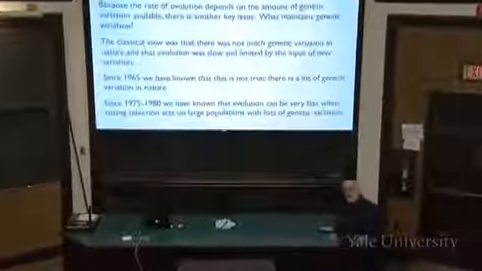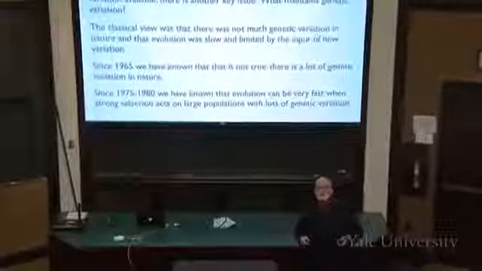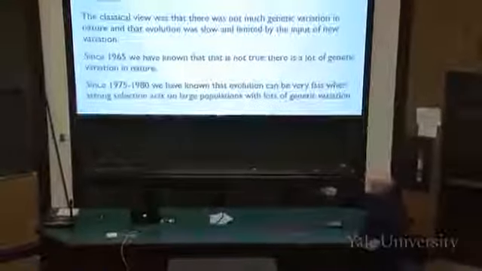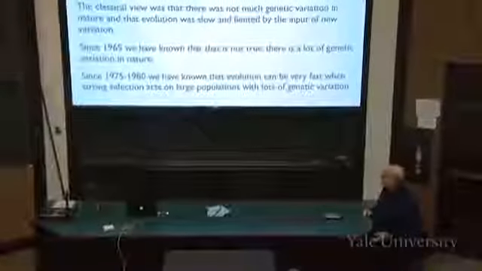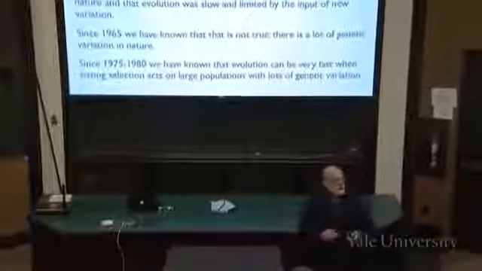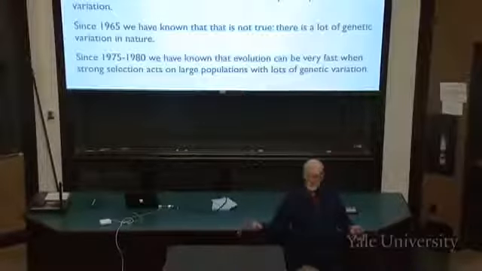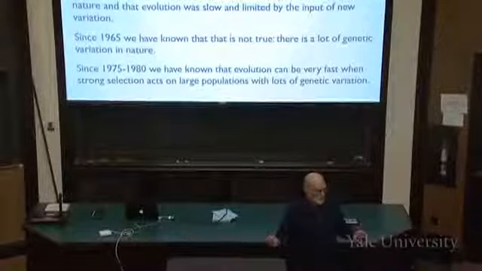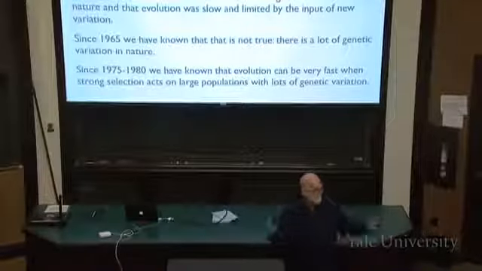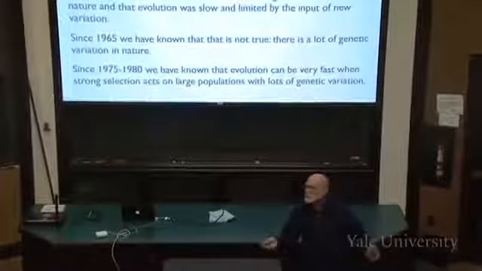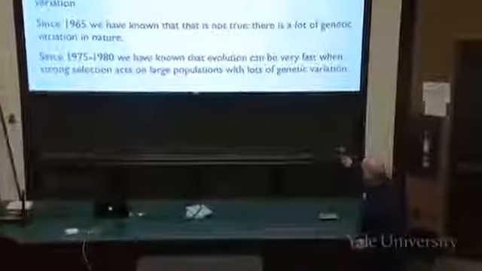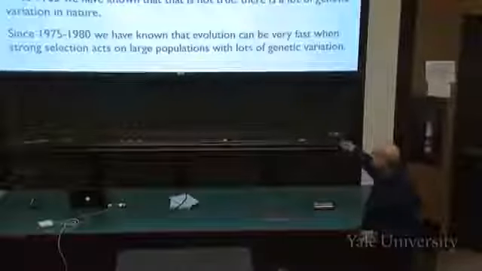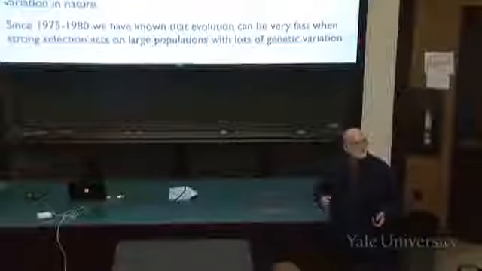There is a tremendous amount of genetic variation in nature, and I'm going to show you some of it this morning. So since about 1975, 1980, due to a series of studies, some of them on the Galapagos finches, some of them on the guppies in Trinidad, some of them on mosquito fish in Hawaii, some of them on the world's fish populations responding to being fished, we know that evolution can be very fast when there's strong selection acting on large populations that have lots of genetic variation.